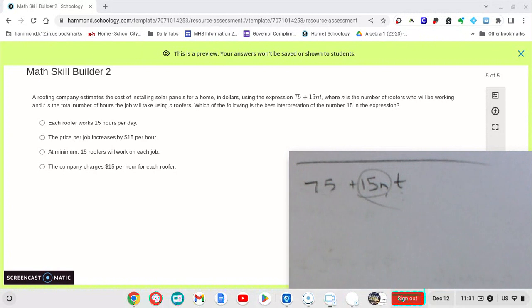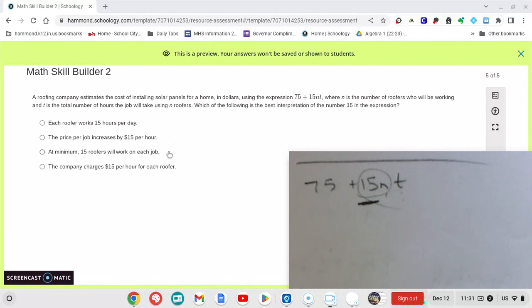Okay. So recall that 15, that's our variable amount. That's the rate of change. That is our slope. What does the slope represent? So a change per whatever our variable is. So roofers 15 hours per day. Remember, we're talking about cost, not about hours. So that one doesn't make much sense. The price per job increases by $15 per hour. Let's come back to that one. Let's give it some thought.